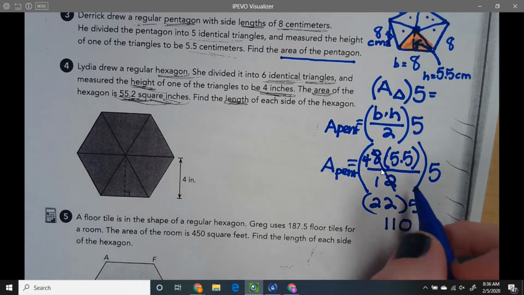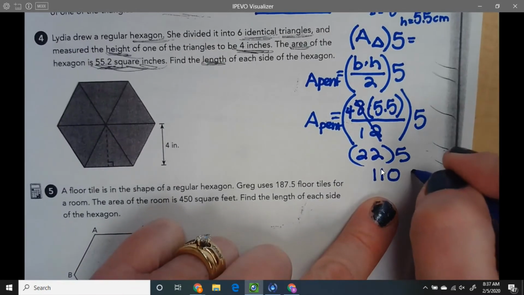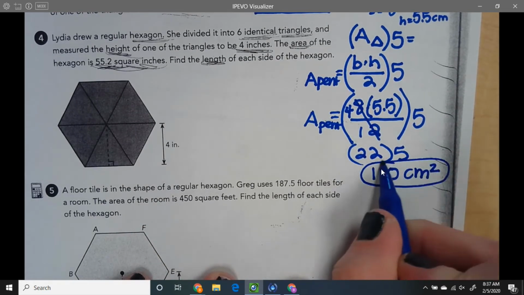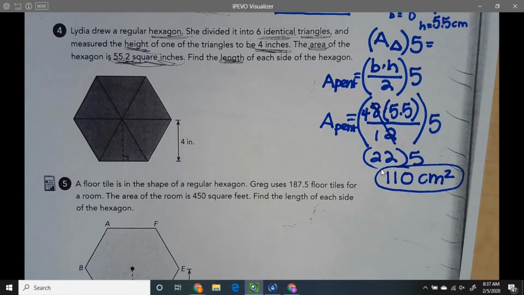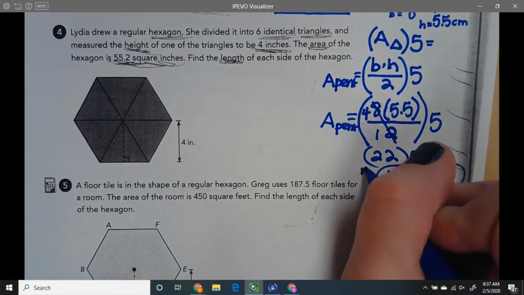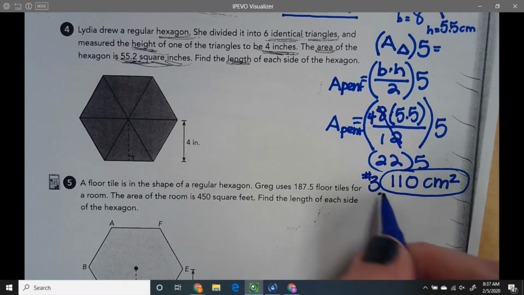Is 110. And we're finding area, and this was centimeters, so this would be 110 square centimeters. So that's number 3. If it gets further down or you need to get in a piece of notebook paper, just label which number is which.